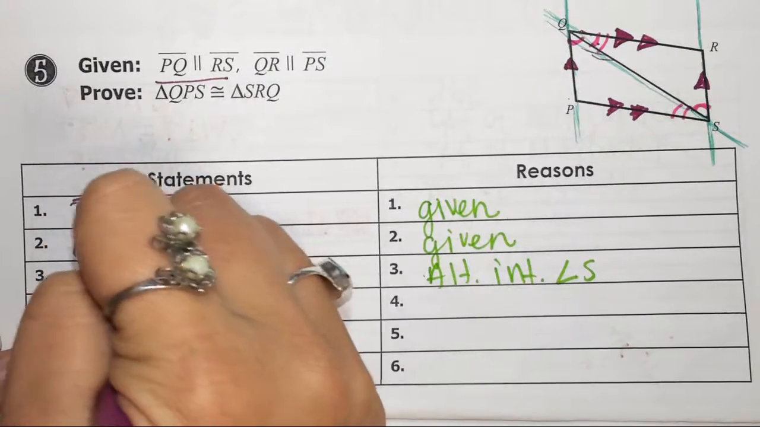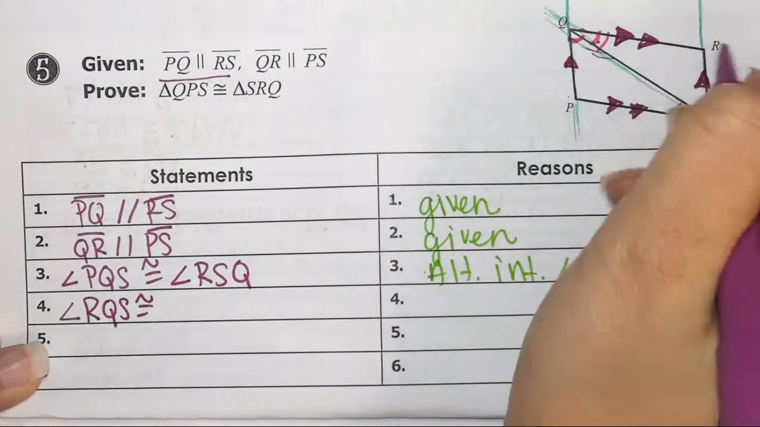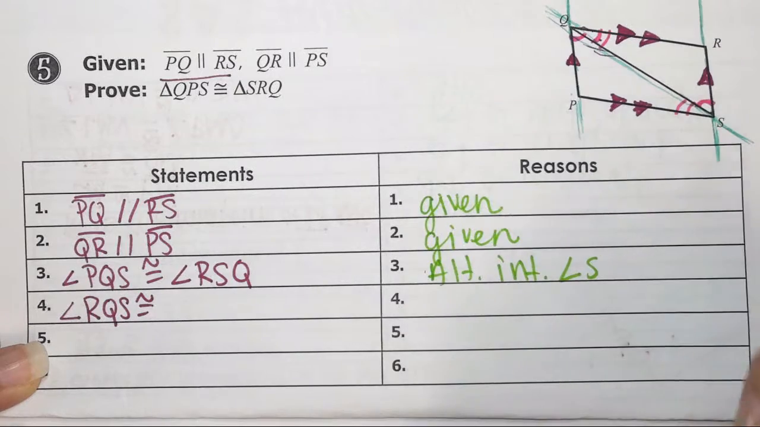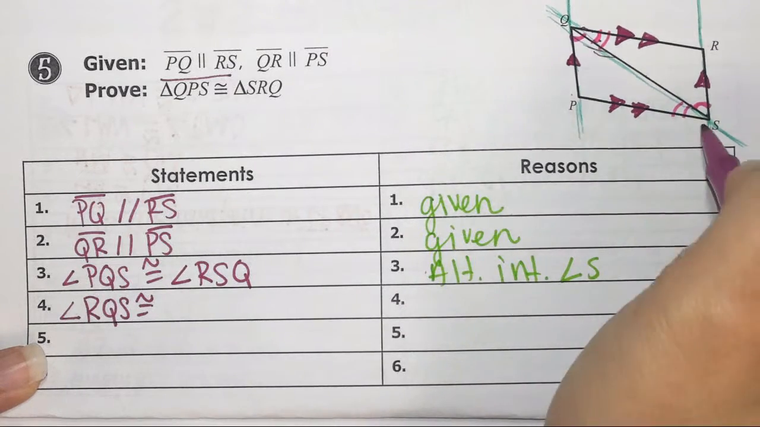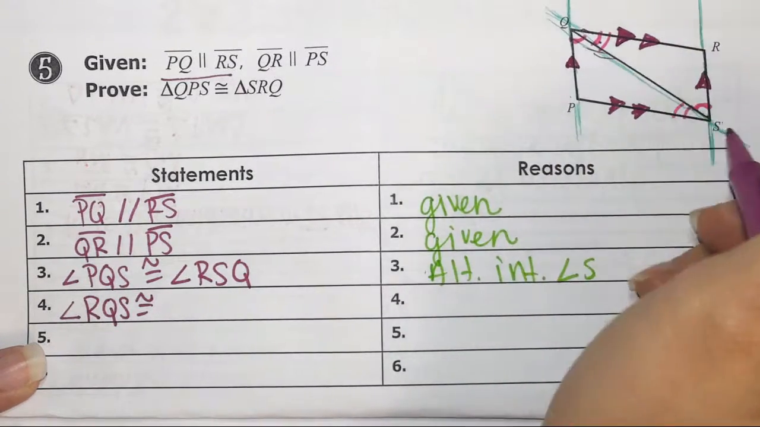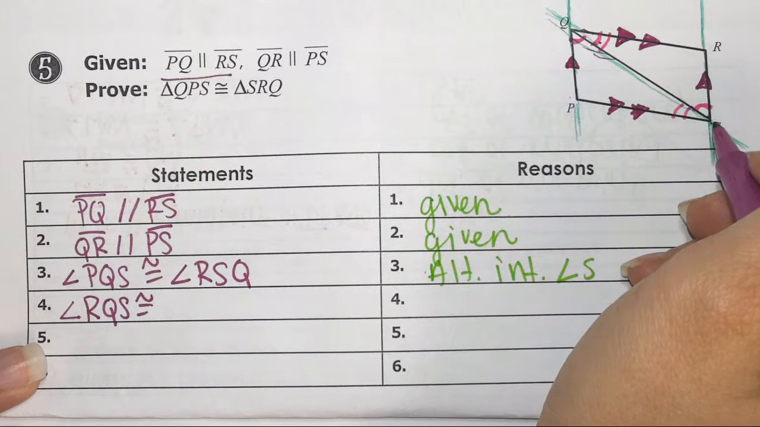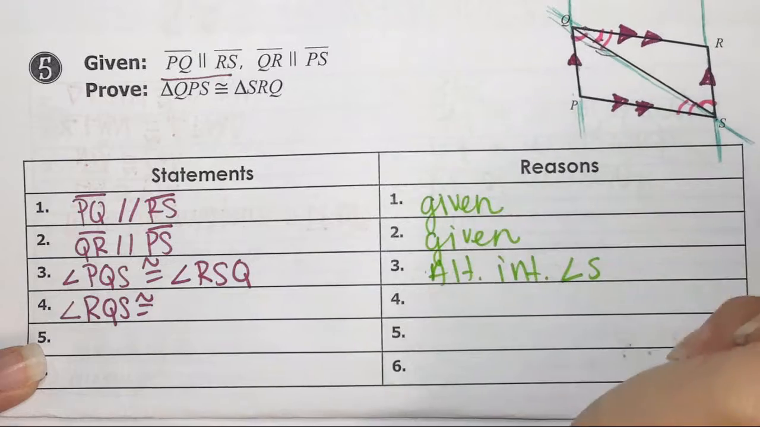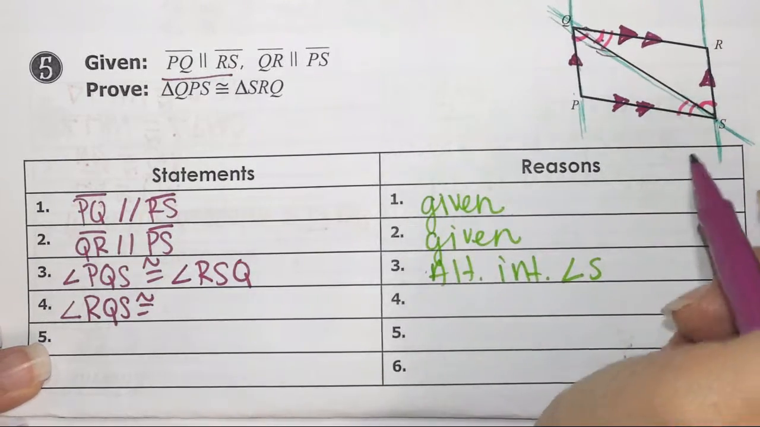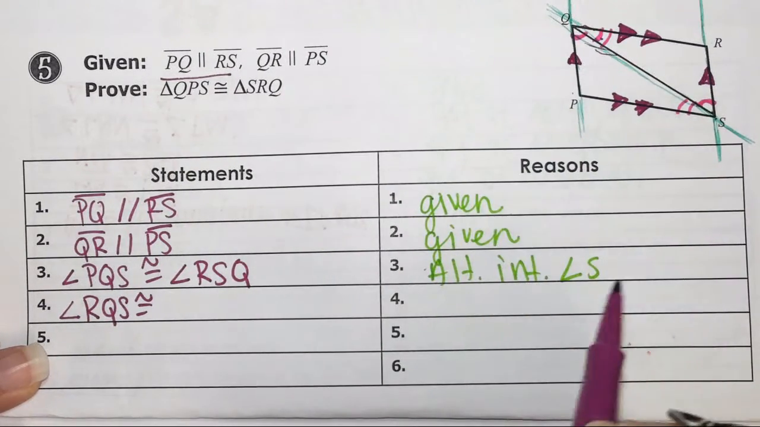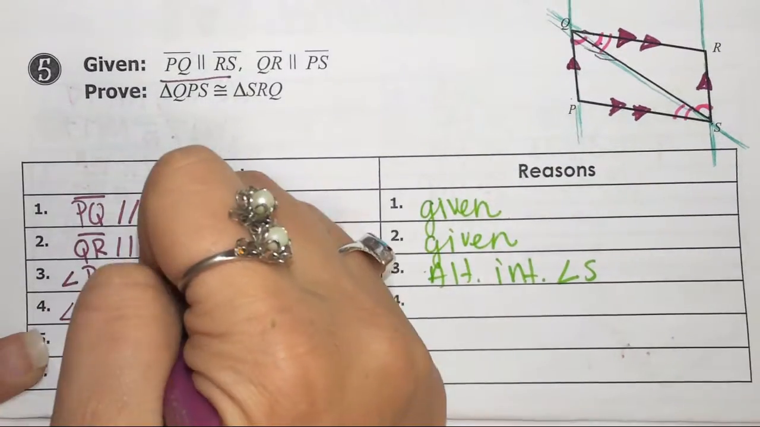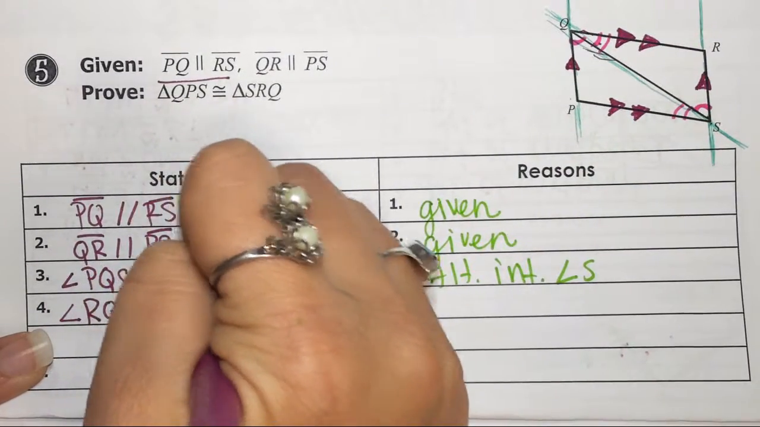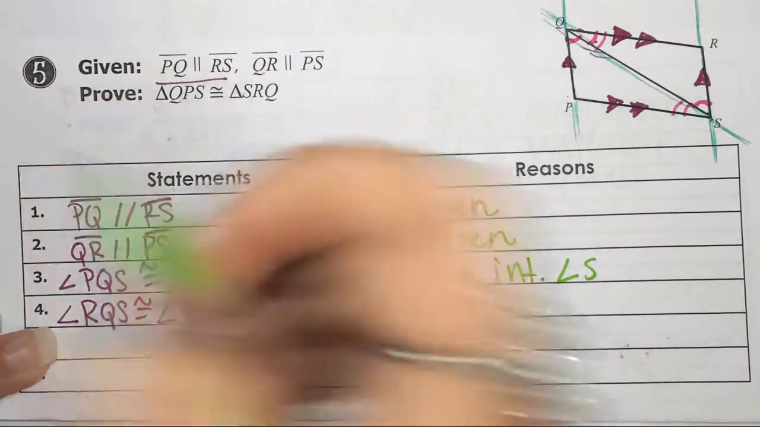Would it matter if you said SQR? No, that's fine. I'm talking about how we did PQS as angle 1. Would it matter if we put RQS as angle 1? No. Alright, so RQS is congruent to what? PSQ. By what reasoning?